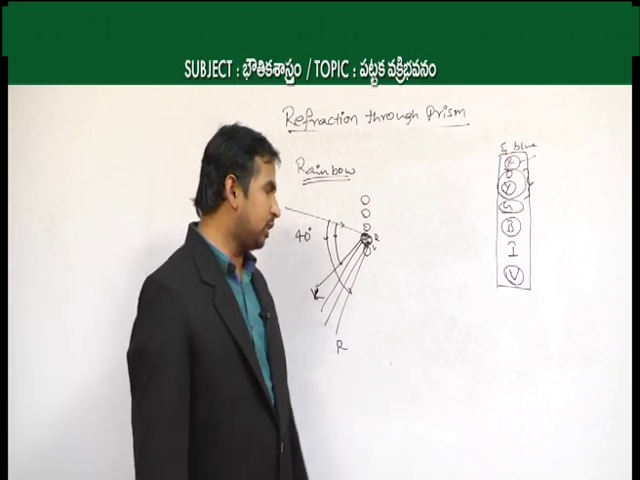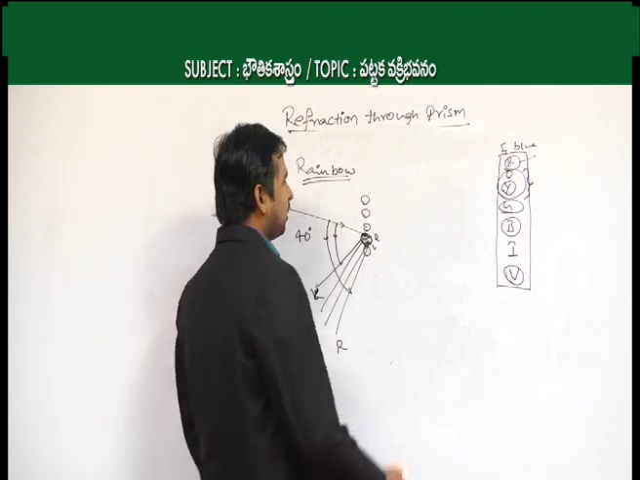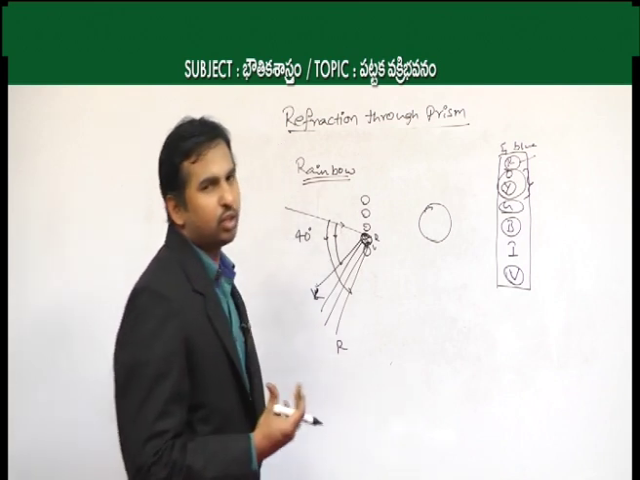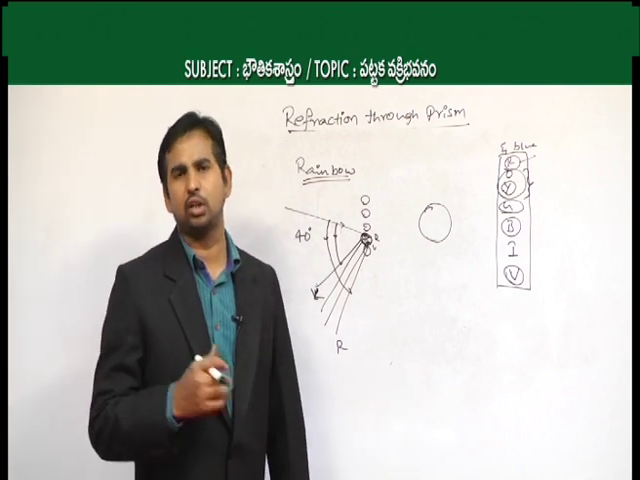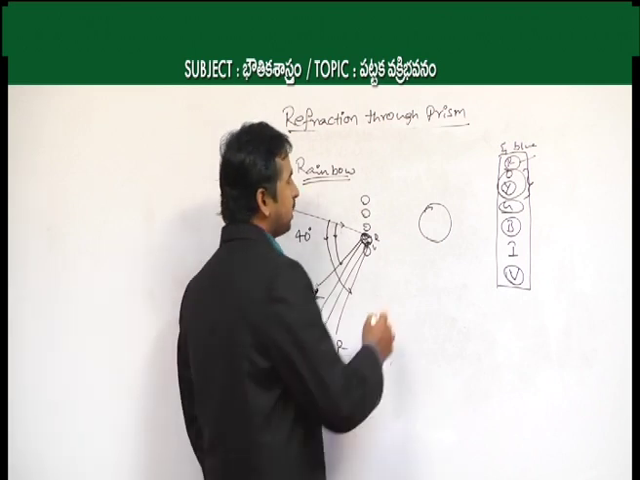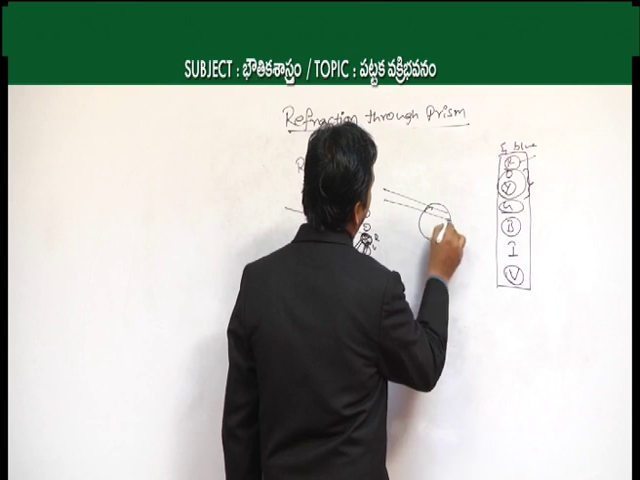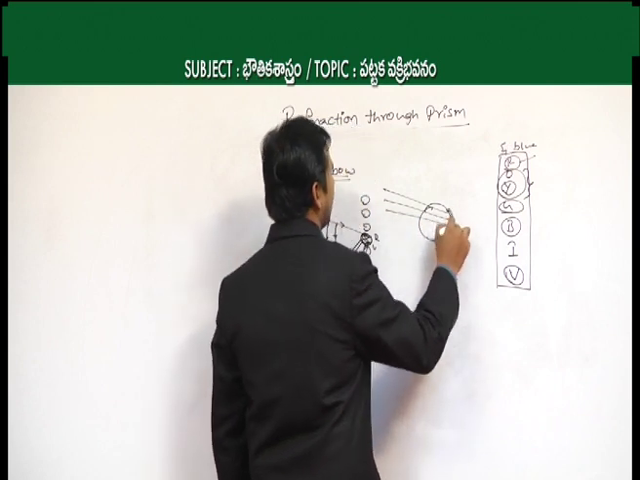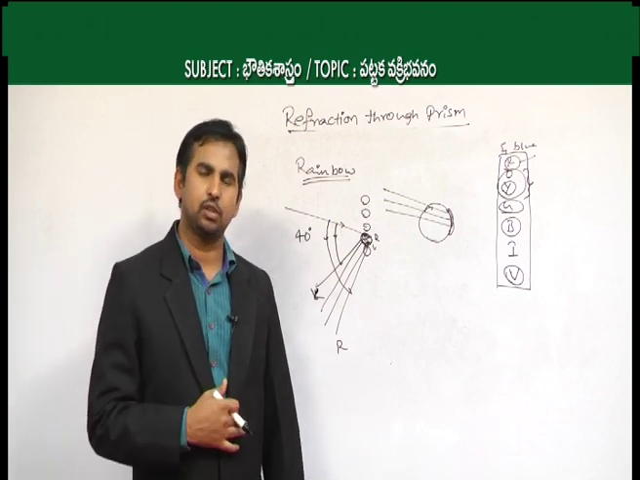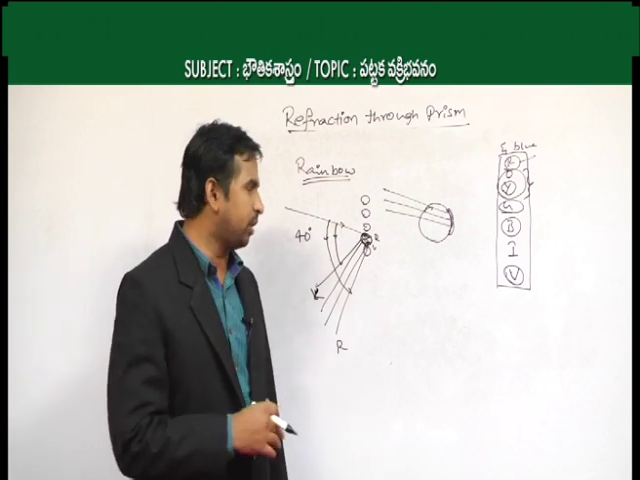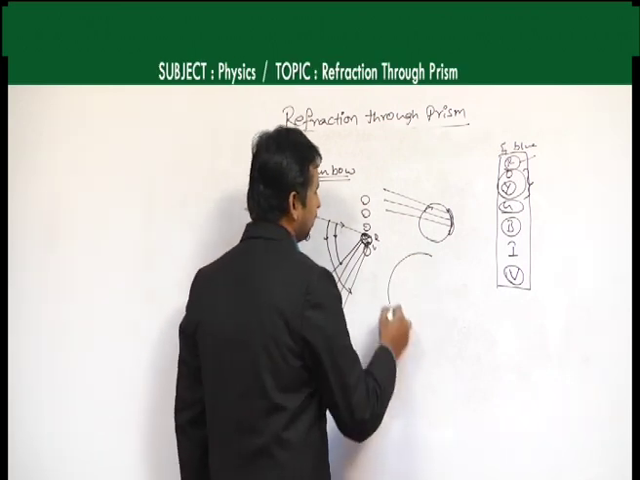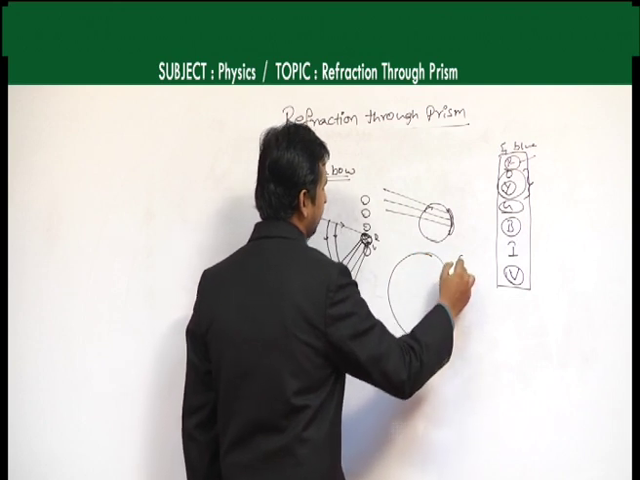And not only that, as the surface where refraction takes place is a curved surface, the rainbow is also formed like a circular surface. Because the light rays are incident inside a curved surface, the formed rainbow is also curved. So it comes like concentric circles. Like this, concentric circles are formed.